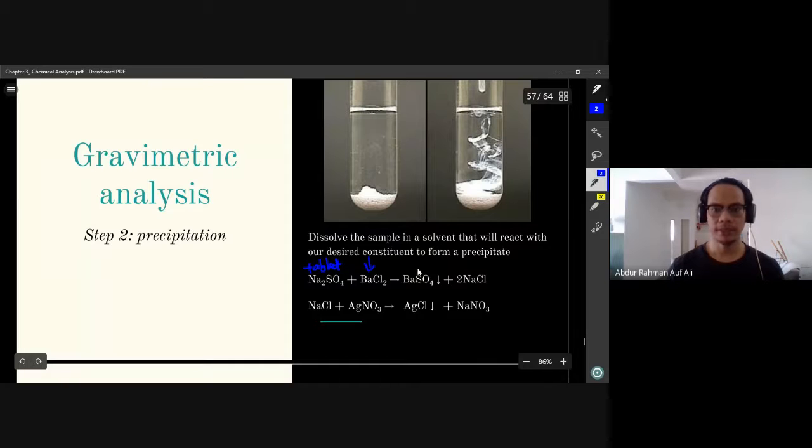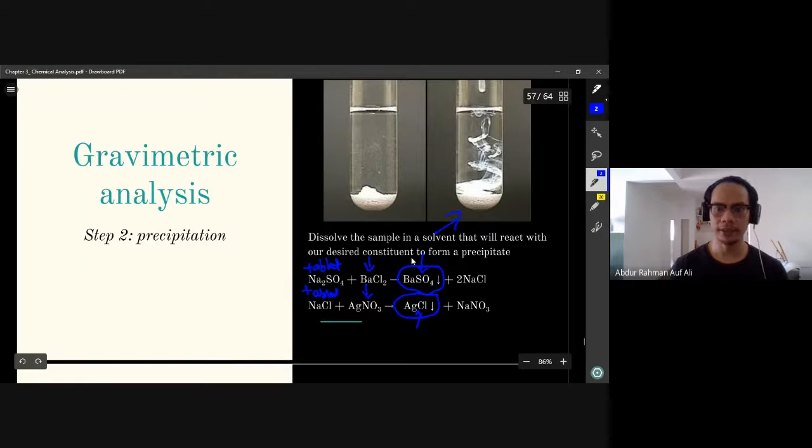So bila kita mix, dia akan menghasilkan barium sulfate. This is the precipitate. Sama lah kalau macam ubat tu mengandungi sodium chloride. So this is the tablet. So bila kita mix with silver nitrate, dia akan menghasilkan silver chloride. So kita boleh estimate the amount of chloride kat sini berapa. And also kalau in this case, kita boleh estimate the amount of sulfate kat sini berapa. Because this is the mendakan yang terhasil ni.